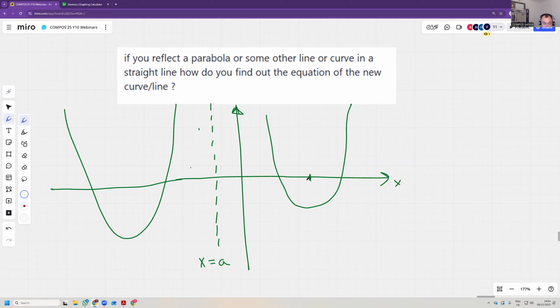Well, if the center of the parabola was here, if this is B, this was the vertex, this is the new vertex. So the new vertex is B minus double the distance from B to A.